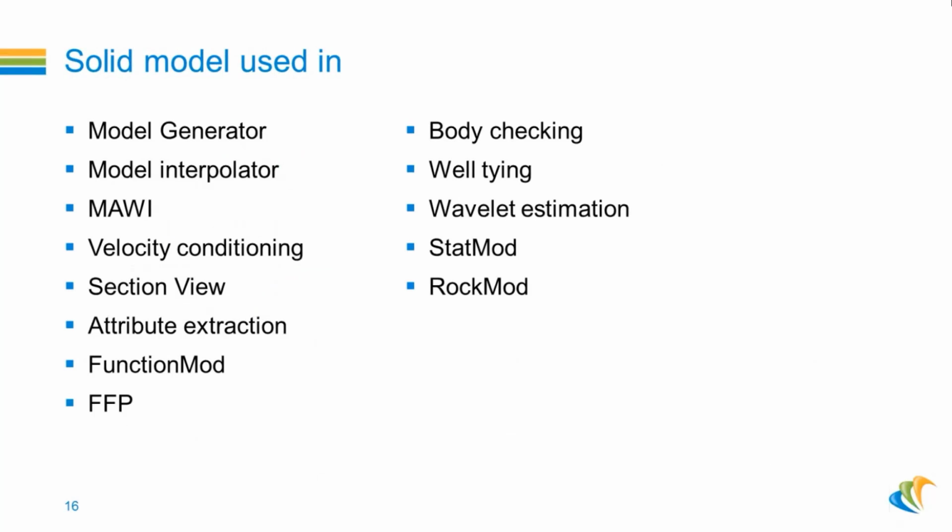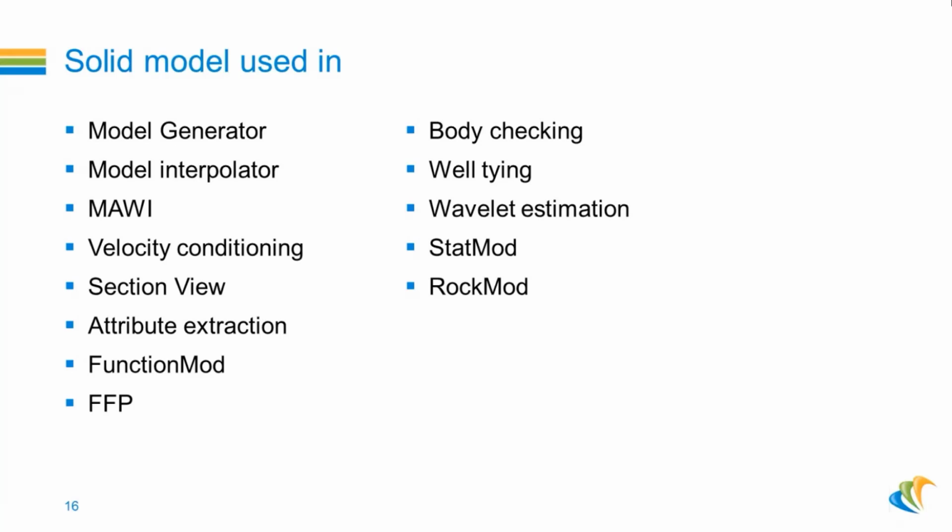So the solid model is actually used in many places in the workbench. Of course, it's used in the model generator to generate cubes of information. It's used in the model interpolator. The multi-attribute well interpolation works per layer, as defined in the solid model. You can use it for velocity conditioning.